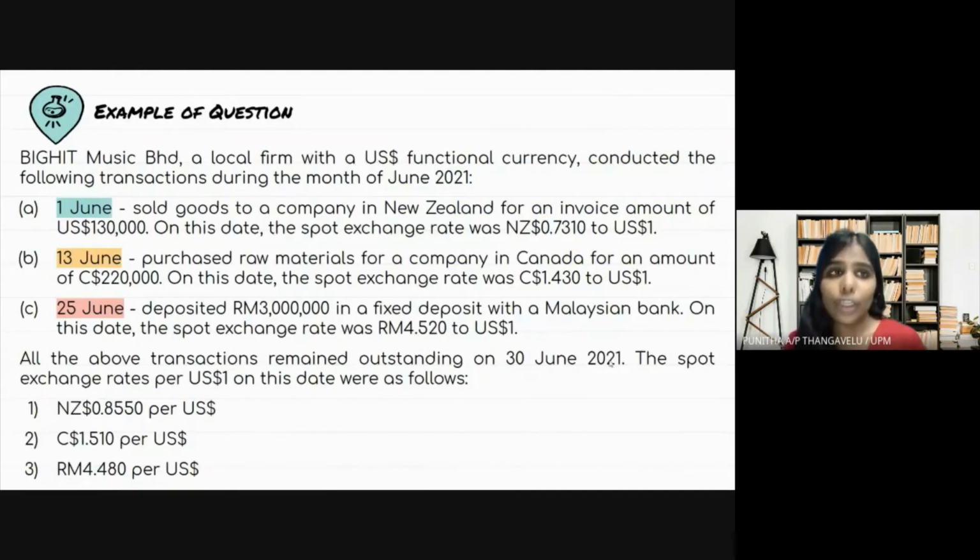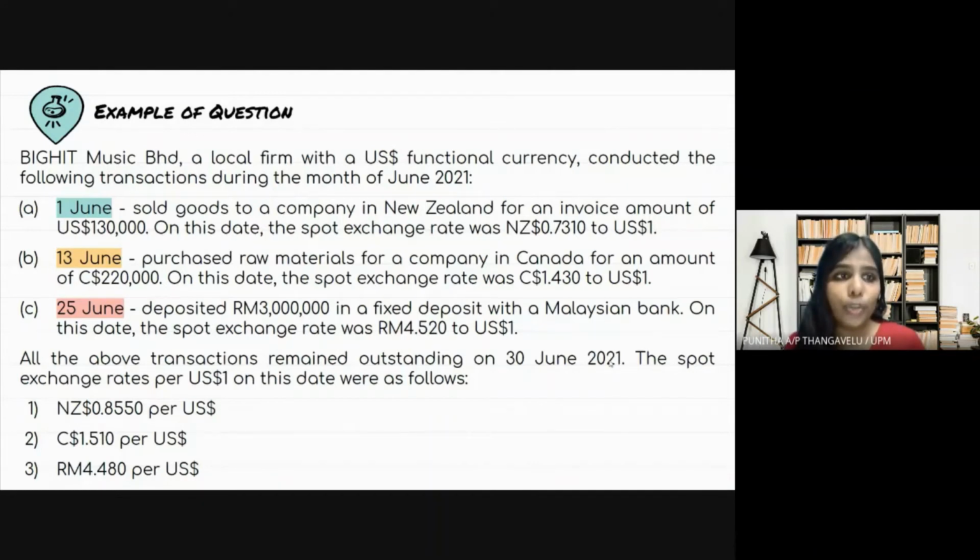Now, let us look into an example question for better understanding. The question here is: Big Eat Music Berhad, a local firm with a USD functional currency, conducted the following transactions during the month of June 2021. There are three transactions here. We will look into them one by one.